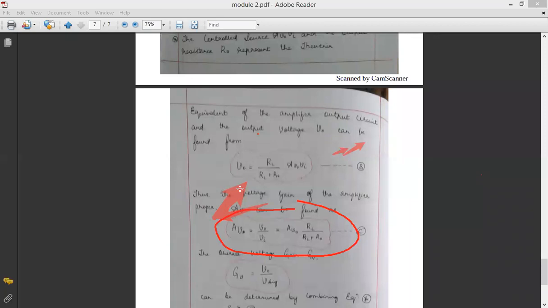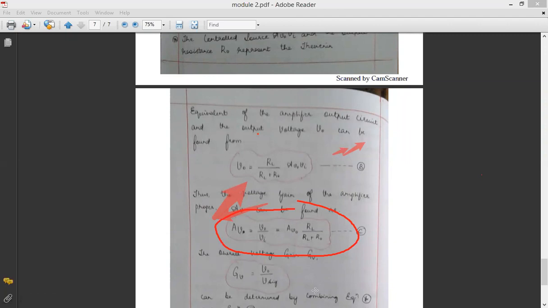V naught is just the output voltage, but AV naught is the gain. Open circuit voltage gain. With RL, without RL is important. Open circuit means without RL. With RL means just voltage gain. With RL is just voltage gain AV. Without RL is open circuit voltage gain AV naught.